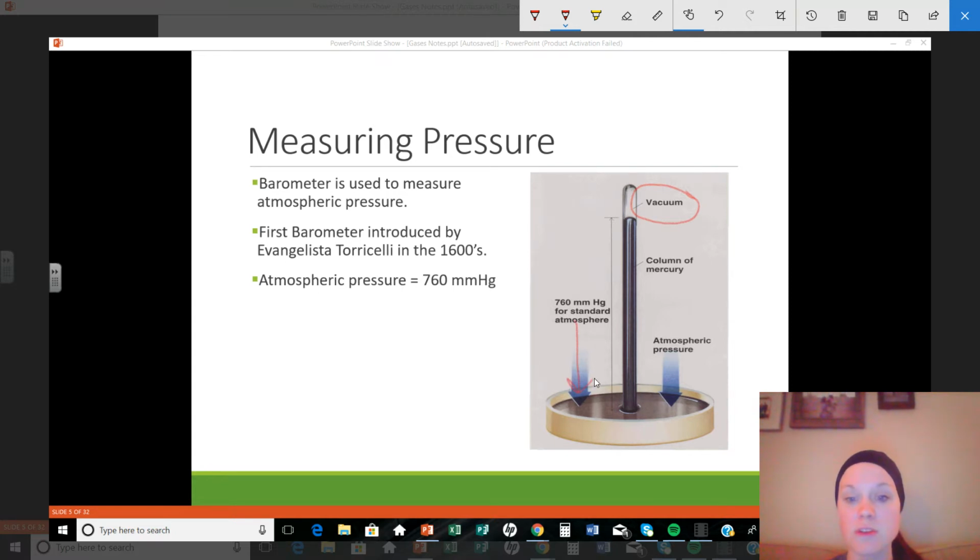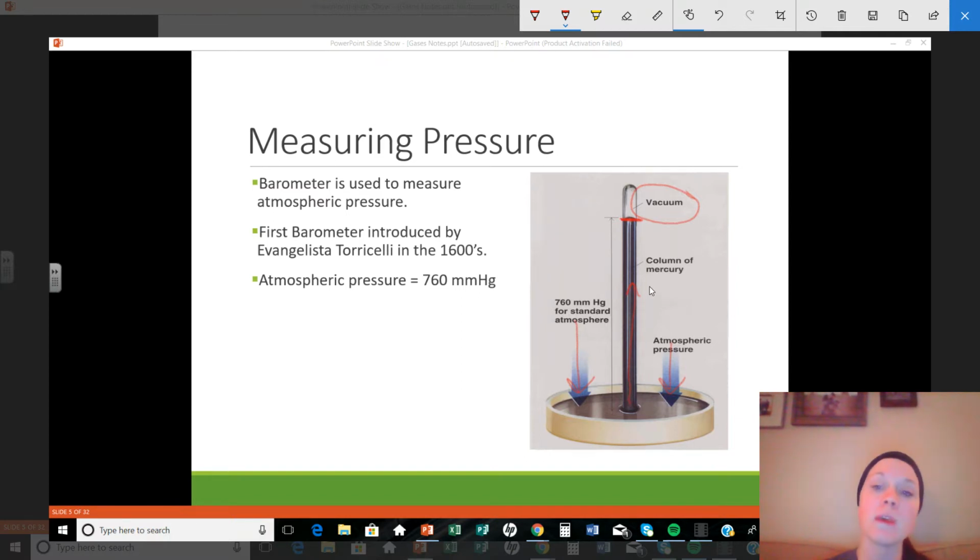The other thing to notice is that the only part of the mercury exposed to the atmosphere is the surface of it here. So what happens in a barometer is the atmospheric pressure or the air pressure pushes down on the surface of the mercury. And then because there's no other place for the mercury to go, it pushes the mercury up this tube until the mercury level reaches the point at which the force of the mercury in the tube and the force of the air pressure are equal. So that's how you can measure air pressure using a barometer.